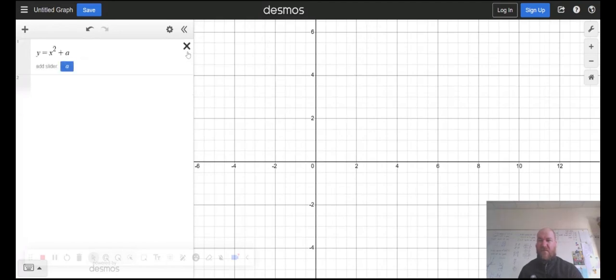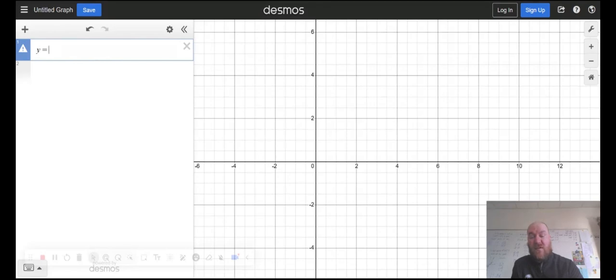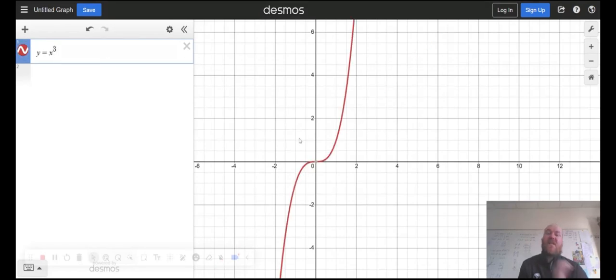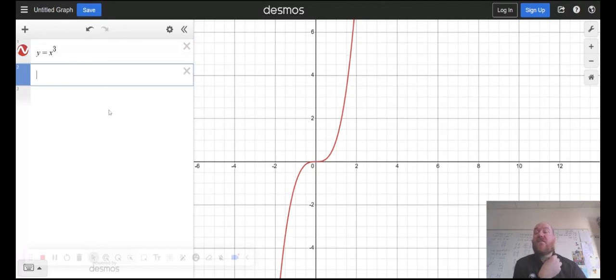Okay, I'm going to change my function here to x to the third. So now let's talk about reflecting functions. What we just talked about was translating, which is moving. Reflecting is mirror imaging a function.